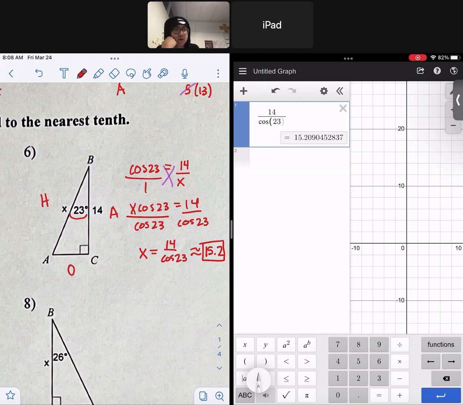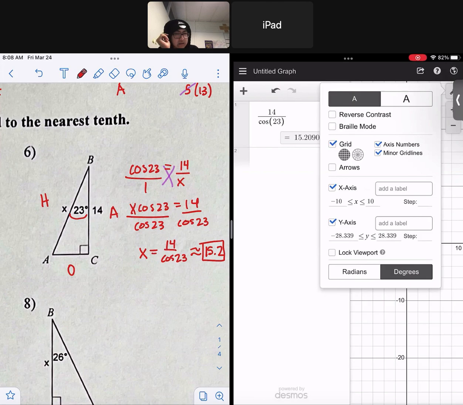And please remember, always go to the wrench to make sure that it's in degrees. Right here, bottom right-hand corner. Degrees.